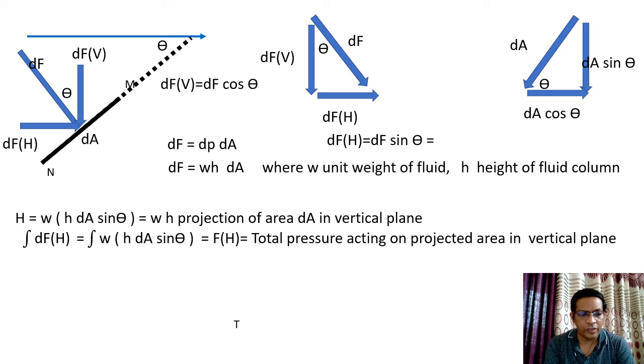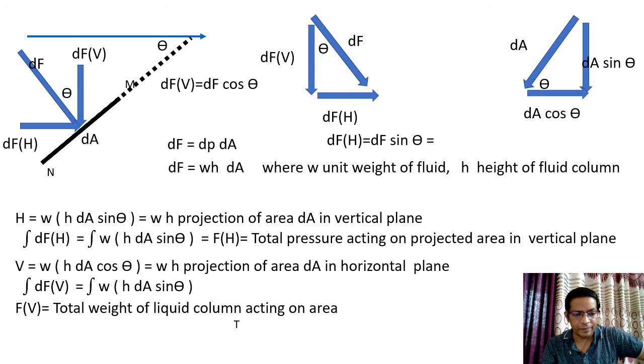So here the horizontal component dFh equals W H dA sin theta. Here dA sin theta is the projection of area dA in a vertical plane. Therefore, the integration of dFh, that is Fh, is the total pressure acting on the projected area in a vertical plane.